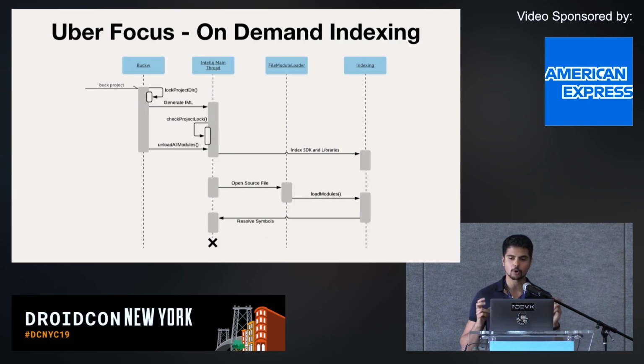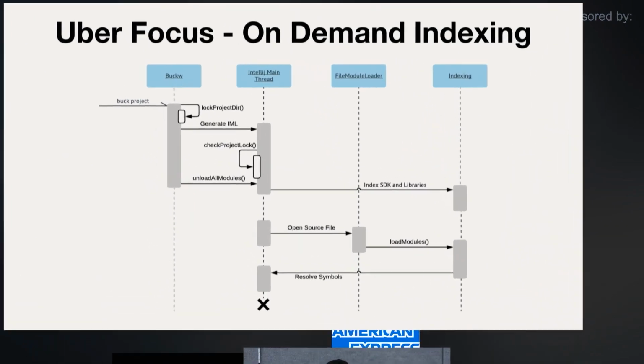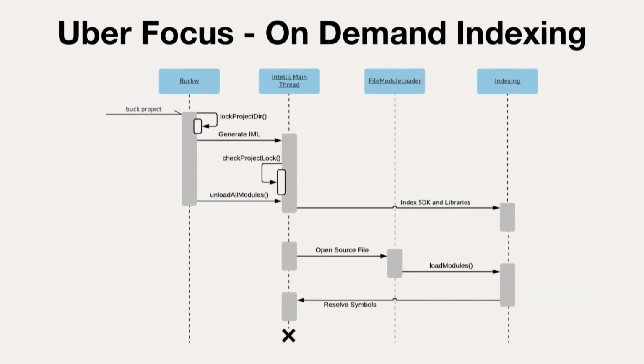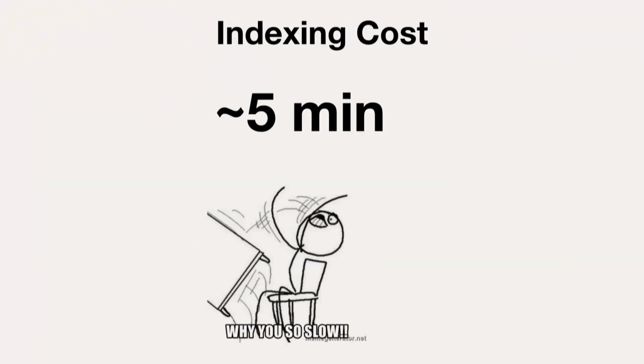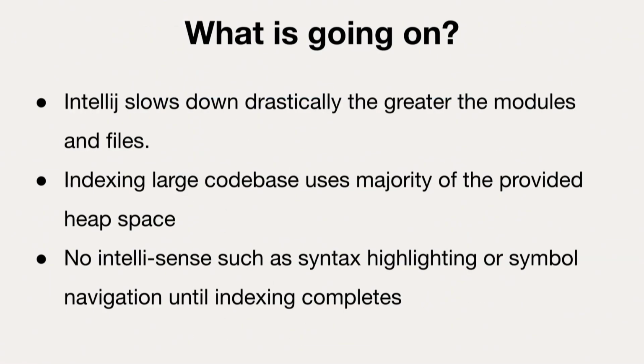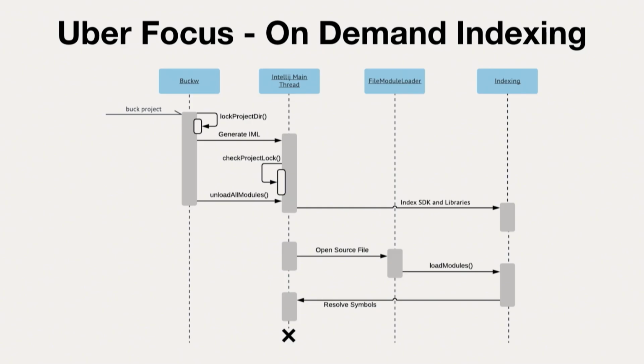So UberFocus is our coined term for on-demand indexing, which plays around the same idea of only indexing things based on the required context. So you might see that this flow looks fairly similar to the original flow. So just to quickly go back. But with the addition of a file module loader, which is in between the IntelliJ main thread and indexing. Now, this is where all the magic happens.